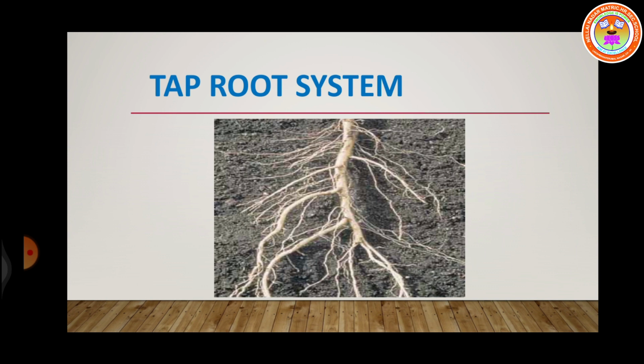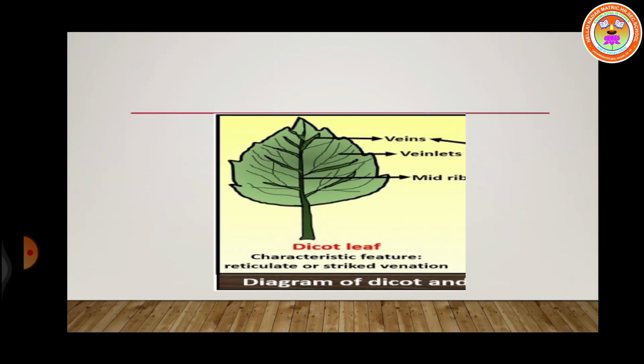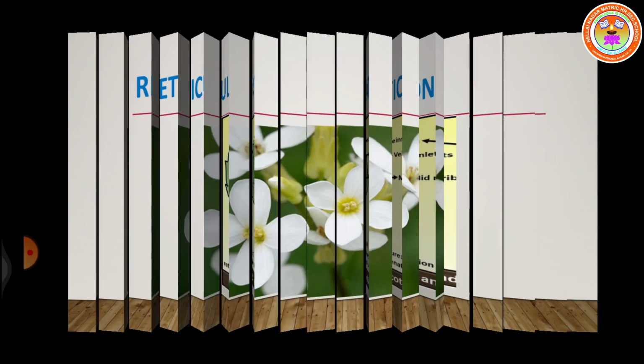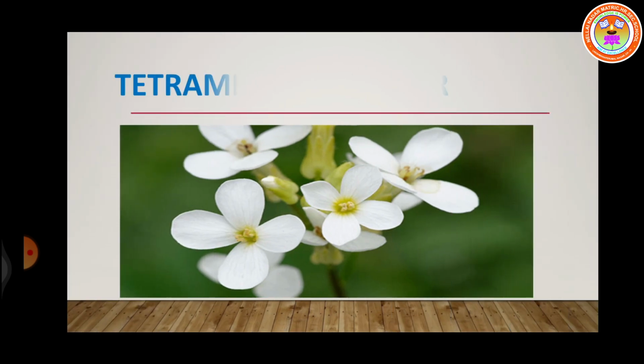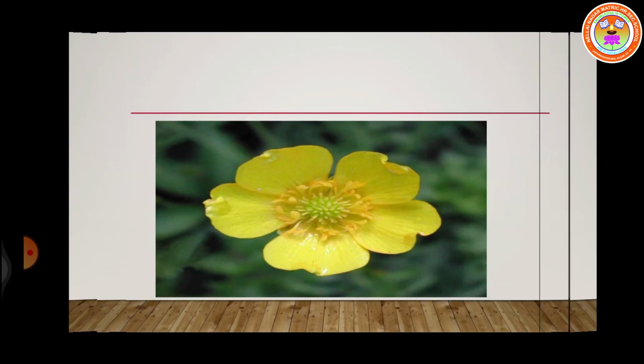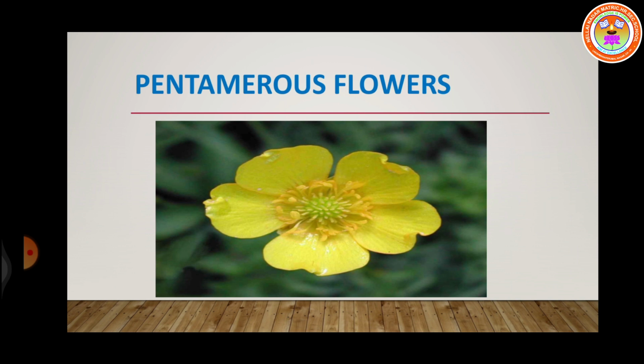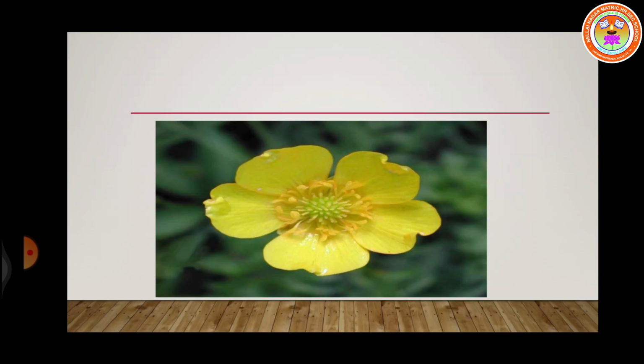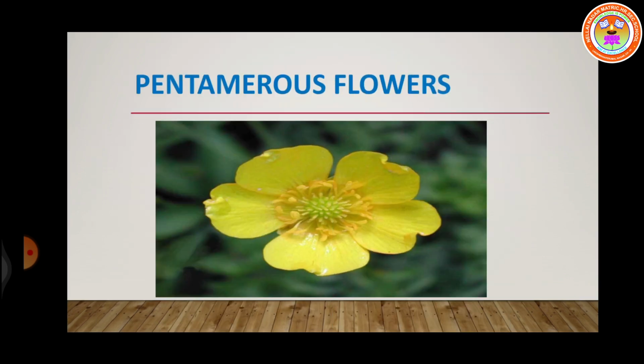That is called taproot system, and their leaves show reticulate venation. You know that a network of veins is there. That is called reticulate venation. Their flowers are tetramerous, where tetra means 4 petals, or pentamerous, meaning 5 petals. And calyx and corolla are well differentiated. The flowers may be tetramerous or pentamerous, as well as their calyx and corolla are well differentiated.